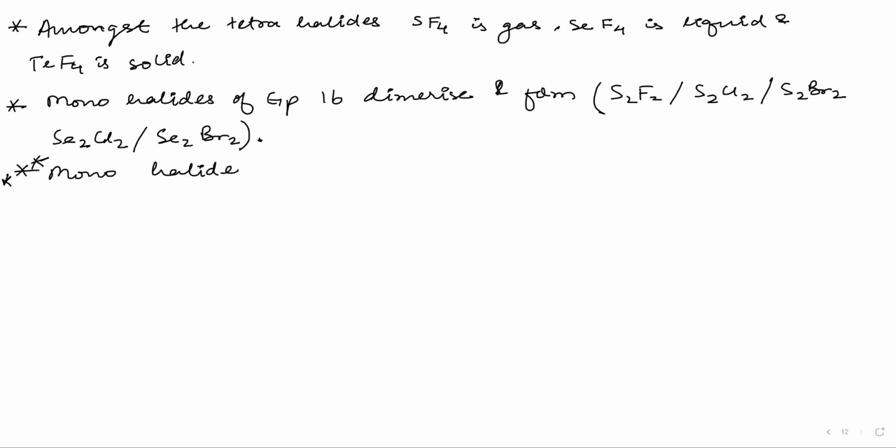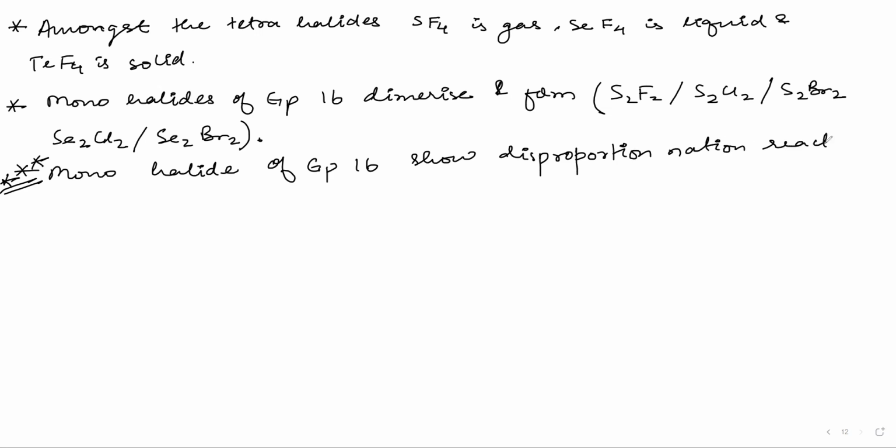This is important, CBSE has asked this question. Monohalides of group 16 show disproportionation reaction. So if we have Se2Cl2 and we heat this, we will get SeCl4, that is the tetrahalide, and we will get Se. Now if we want to balance this, put a 4 so chlorine is balanced. Then we balance selenium. Now selenium is also balanced. Please write this.